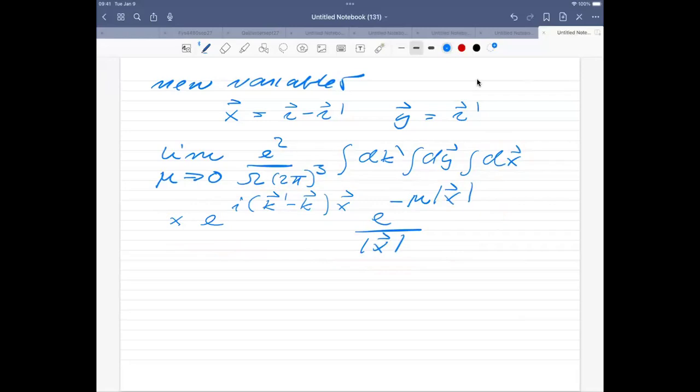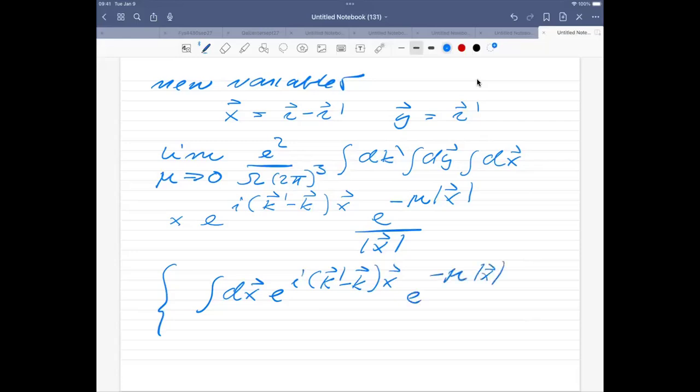So what I need to look at now is this intermediate calculation. Which means that I have a d of x of e of i of (k prime minus k) multiplied with x, of e of minus mu of x divided by the absolute value of x. And this is something which I now can write out in spherical coordinates.